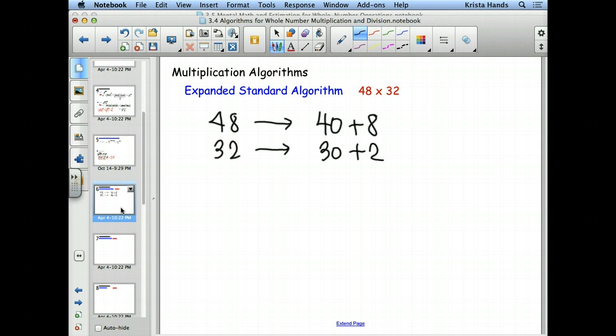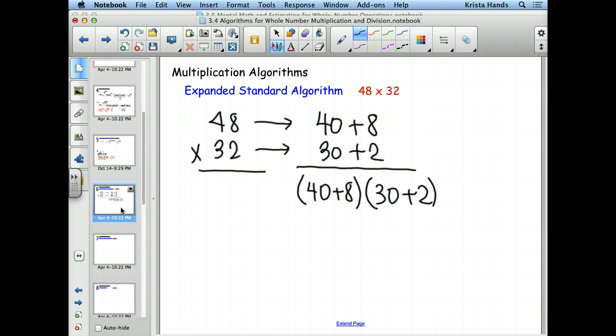Now this one will lead into the next one with a more visual picture of what's going on. But you actually saw an application of this in your homework last night. So if I'm wanting to multiply 48 times 32, this is equivalent to multiplying 40 plus 8 times 30 plus 2. Because 48 is 40 plus 8, 32 is 30 plus 2. So far so good? Okay.